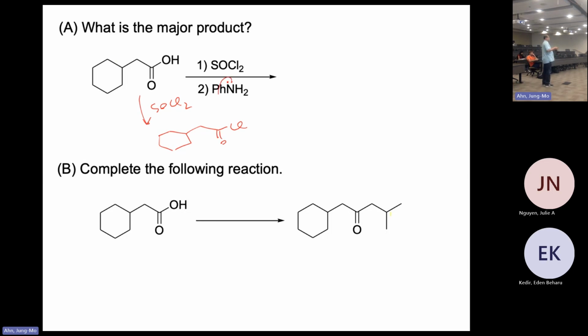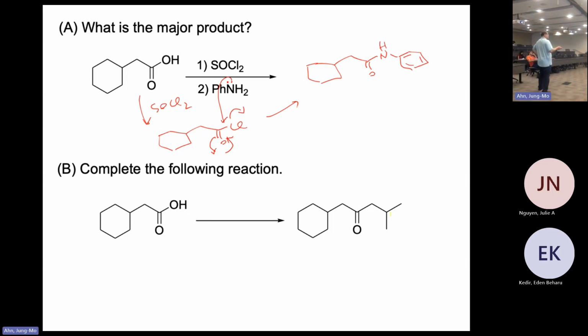So what we can expect is that this makes an attack. Of course, it'll make a tetrahedral intermediate. And then this electron pair comes back and takes the chloride out. That's kind of my way of showing the steps. I guess you could do this if you don't want to keep drawing the tetrahedral intermediates, after you get tired of doing that. So it makes an amide. That is a very simple reaction.